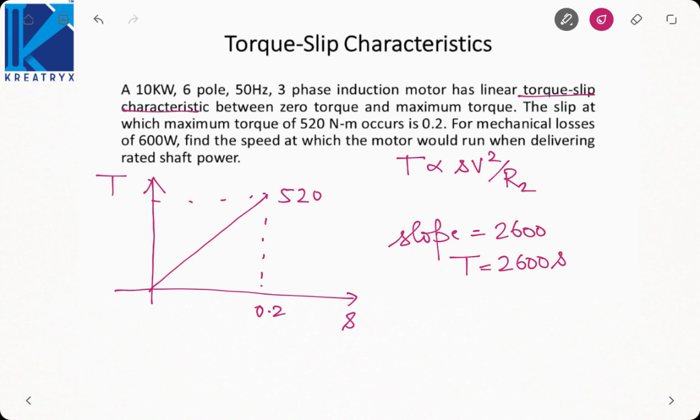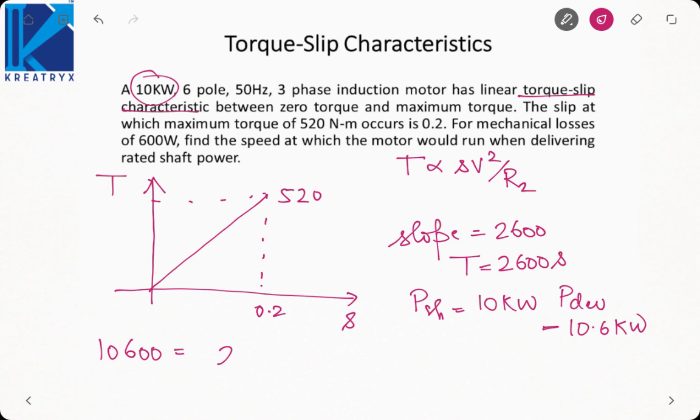Now it is saying mechanical losses are 600 watt. Find the speed at which the motor would run when delivering the rated shaft power, that is 10 kilowatt. If shaft power is 10 kilowatt, what is developed power? It is shaft power plus rotational loss, that is 10 plus 0.6, 10.6 kilowatt. Now we know developed power is equal to developed torque, which is 2600 S, into speed. Speed is how much? 120 into 50 by 6, that is 1000 RPM, into 2 pi by 60.